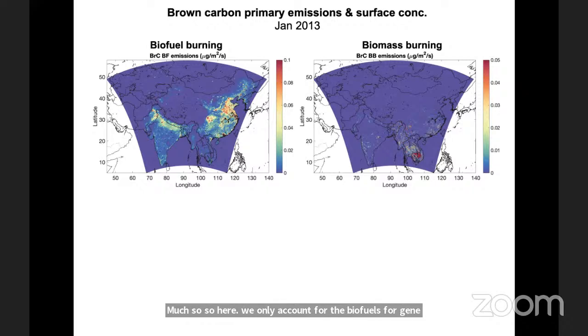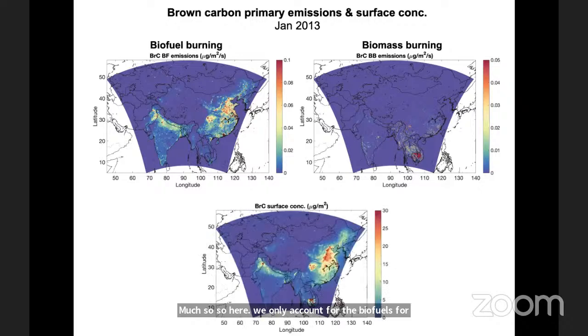And also here I'm showing the fire emissions for the brown carbon. If you look at the surface concentration of brown carbon, you see it actually tracks these emissions very well for the pattern. We have very high emissions and surface concentrations along the southern slope of the Himalaya regions and also northern India, as well as the eastern China area.